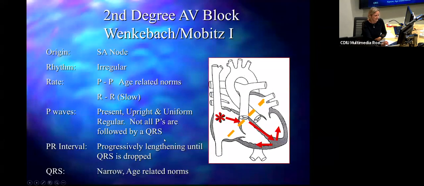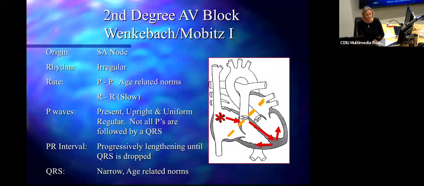Okay, second degree Wenckebach. So now what we're looking at is an intermittent block. There are going to be more P's than QRS's. So remember at the beginning, we talked about whenever we did the P's and looked at the QRS's, if we had more P's than R waves, then we were going to look for second and third degree heart block.